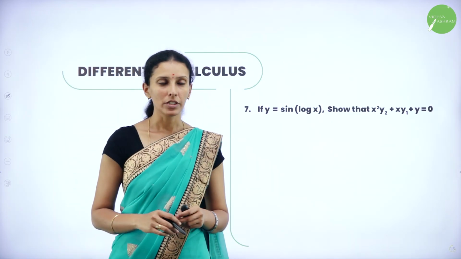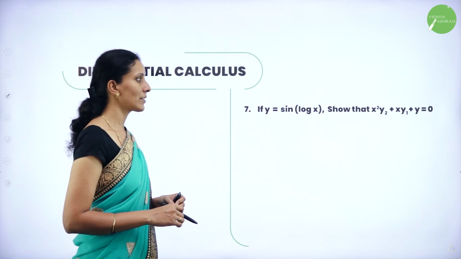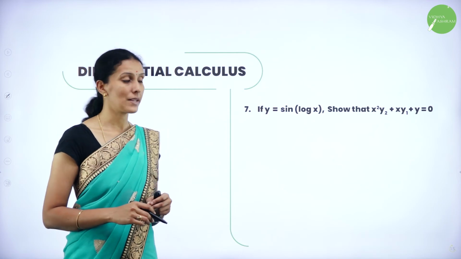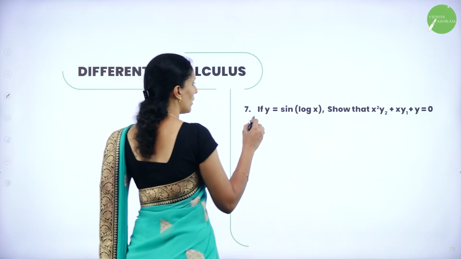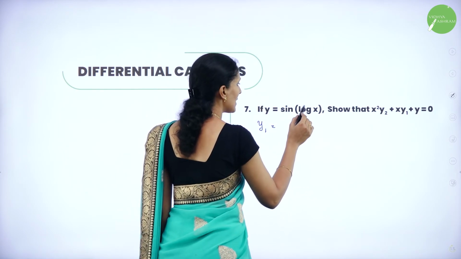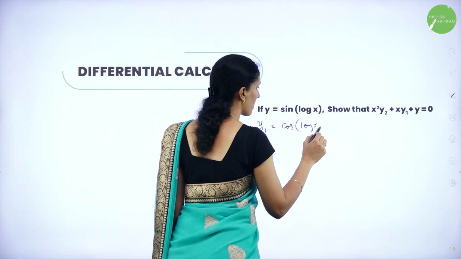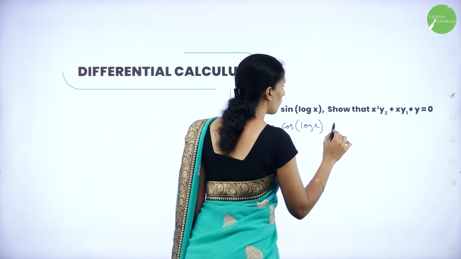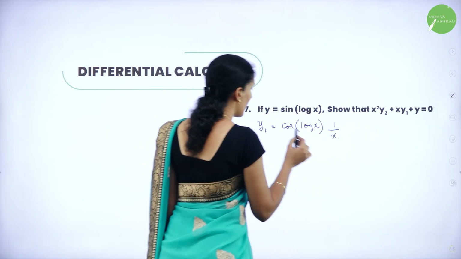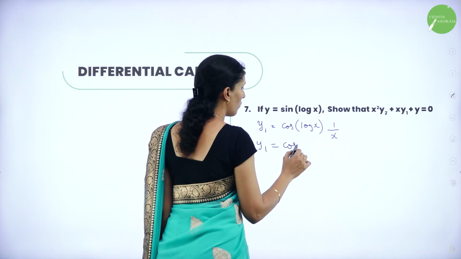So the next question is, if y is equal to sine of log x, show that x square y2 plus x y1 plus y is equal to 0. So let's find y1. y1 is the derivative of sine of log x, which is cos of log x, and differentiation of log x is 1 by x. You will multiply by x. So x y1 is equal to cos of log x.